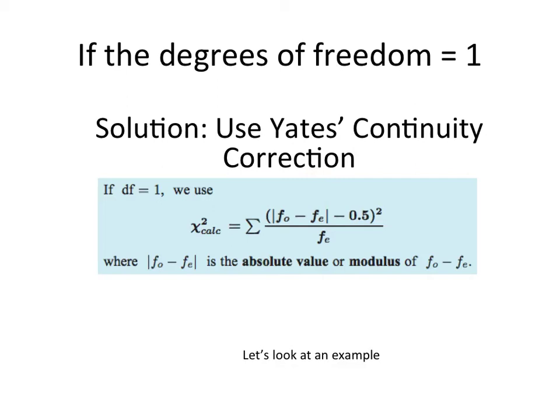All right, so let's talk about what this means. This is the absolute value of the difference between our observed value and our expected value. So normally we would just take this part and square that. But when our degrees of freedom is 1, we have to subtract 0.5 from each difference. So let's take a look at an example to get a better picture of what we're doing.